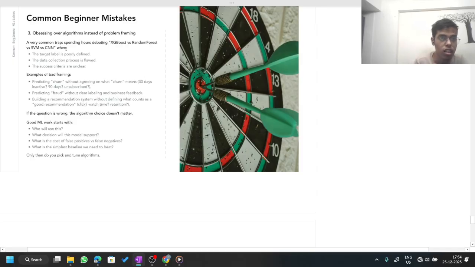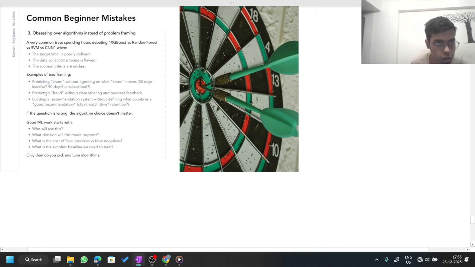And again, obsessing over the algorithms instead of problem framing, as to what you are trying to solve, what kind of data is needed. You should not just keep hours debating on the model, like predicting churn without agreeing on what churn means. Churn as in if a user is not active for 30 days, 90 days, or if he or she is unsubscribed. You should understand the problem good enough.